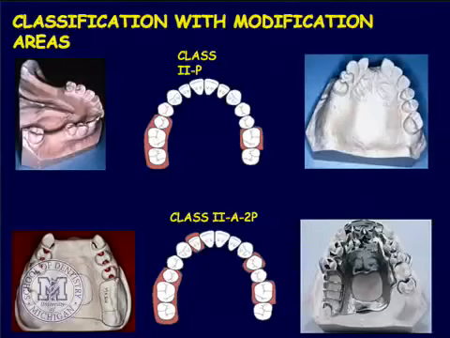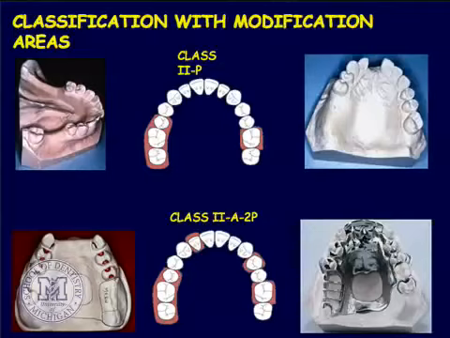Okay? And so basically here you've got a class 2 partial denture in this case with both an anterior and a posterior modification space. Or the one drawn here just in the diagram, here's your posterior edentulous space, here's your class 2, okay, with an anterior and 2 posterior modifications. So a class 2A, 2P. And it's just a shorthand way of describing these partials.